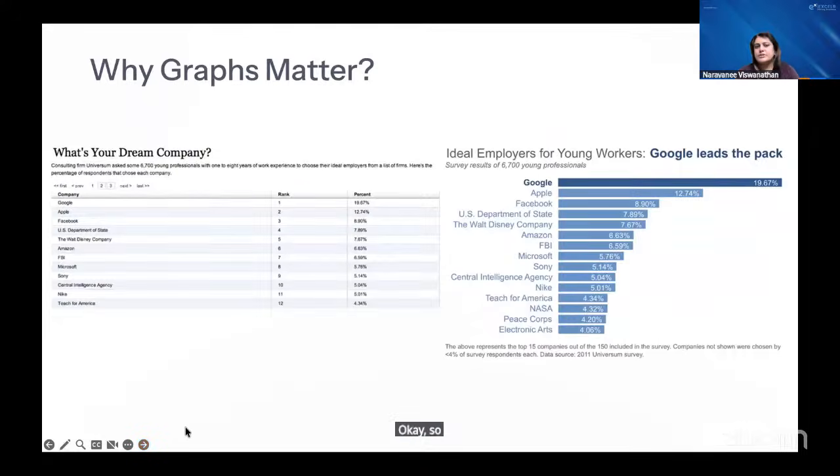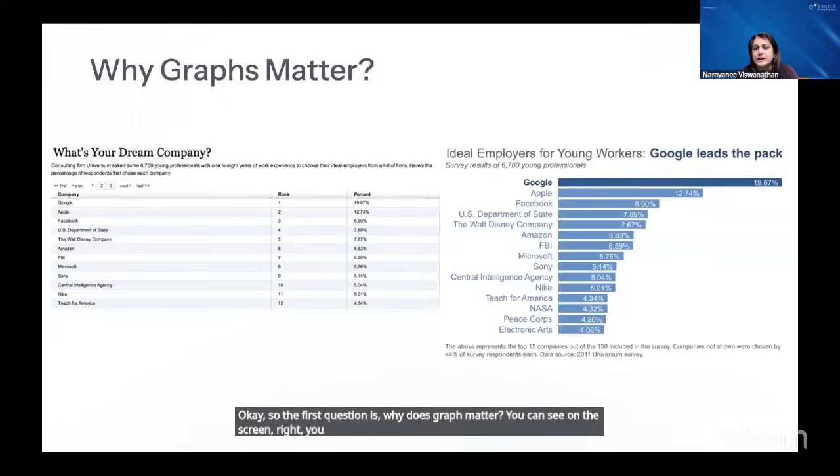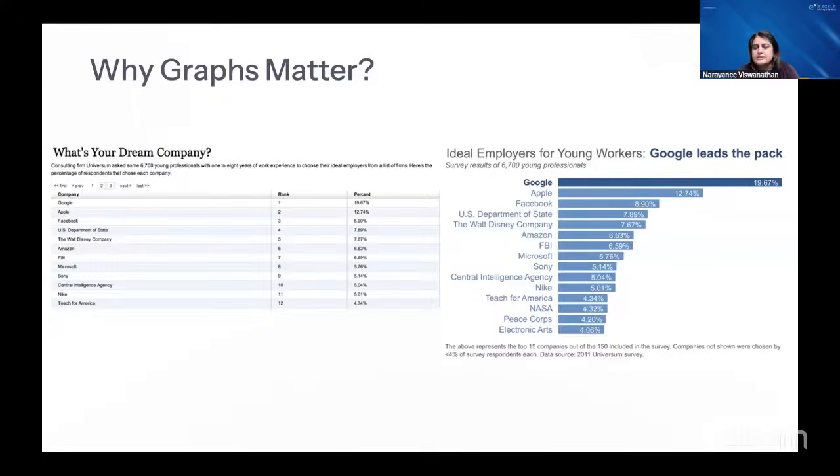Okay, so the first question is, why do graphs matter? You can see on the screen, you have data and you have a graph. Do you think this representation via graph is better than this data table? I want you guys to either use the screen or you can use your mic. Okay, so Bhavana is saying yes. Why, Bhavana? Why do you think this is better?